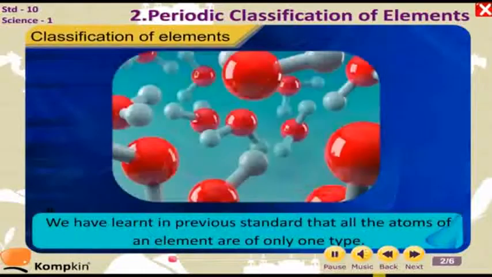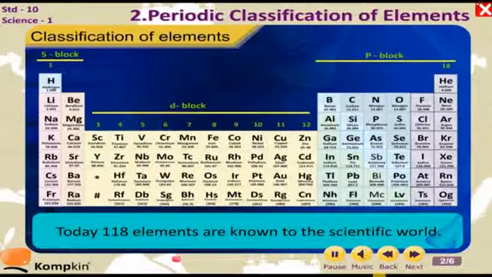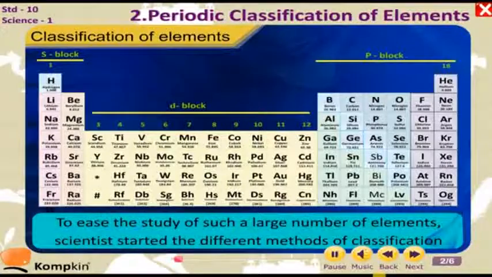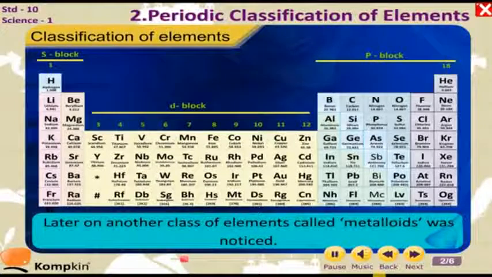Explanation. Classification of elements. We have learnt in the previous standard that all the atoms of an element are of only one type. Today, 118 elements are known to the scientific world. To ease the study of such a large number of elements, scientists started different methods of classification of elements. In the initial classification, elements were classified into groups of metals and non-metals. Later on, another class of elements called metalloids was noticed.